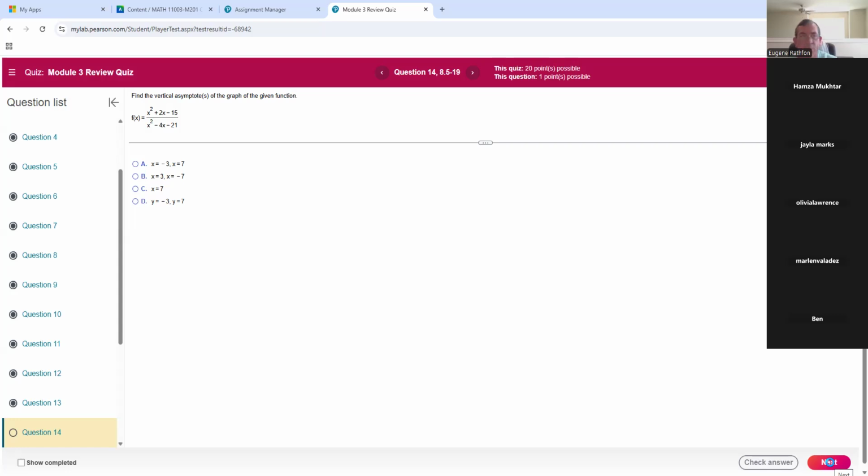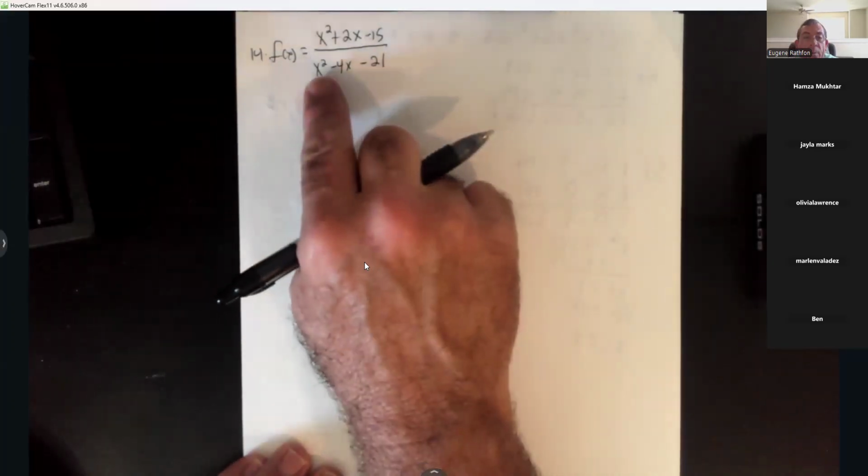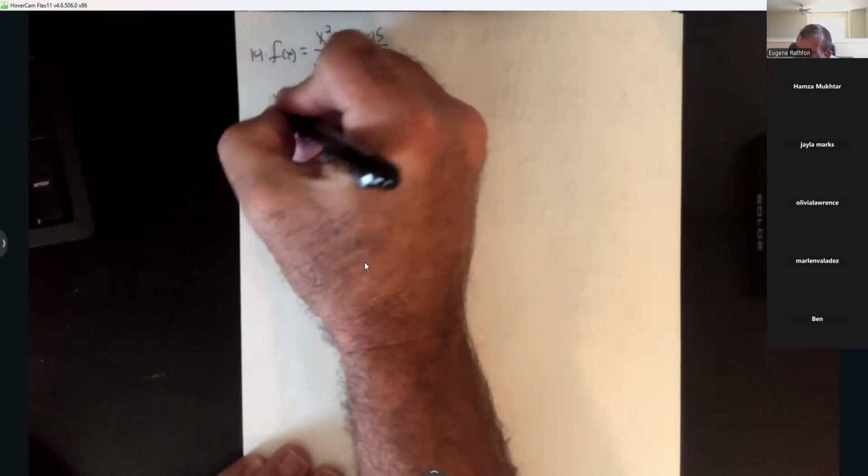All right, so this one was what? Vertical asymptotes. So let me write that down. So we got f of x equals x² plus 2x minus 15 over x² minus 4x minus 21. All right, y'all. So this one is vertical asymptotes. We found them the same way that we do domains. We're going to take the bottom, set it equal to 0.